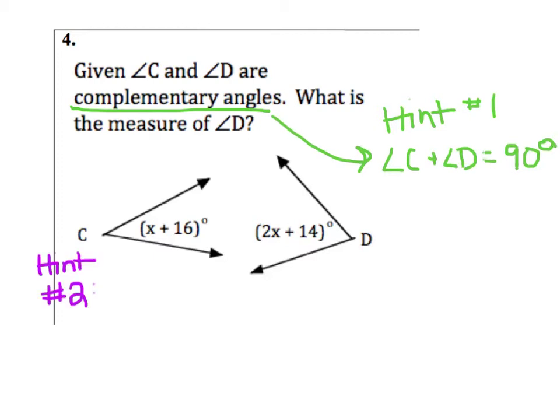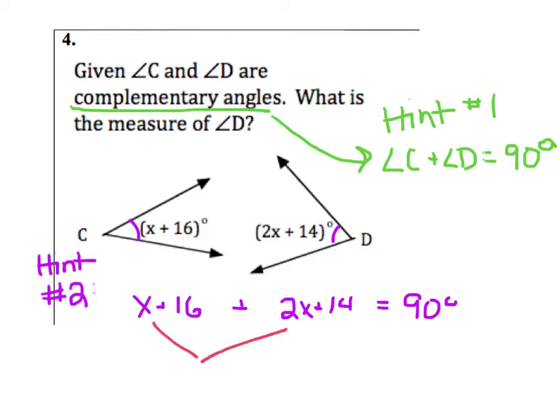Pause the video, hit play if you need hint number 2. Ready, pause. All right, hint number 2 is we know what angle C and D are. Angle C is x plus 16, and angle D is 2x plus 14. We know if we add these two together, we get 90 degrees. So now we can combine like terms. So these can get combined, these can get combined, and then that's going to equal 90 degrees. Pause your video, finish this problem, hit play when you're done. Ready, pause.